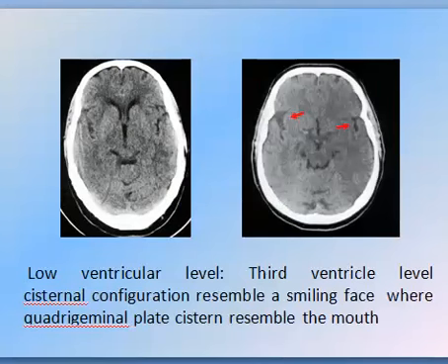This is a low ventricular level, or the smiling face level, where we have the quadrigeminal cistern looking like a smiling face, resembling a mouse. This is a Sylvian fissure, of course.